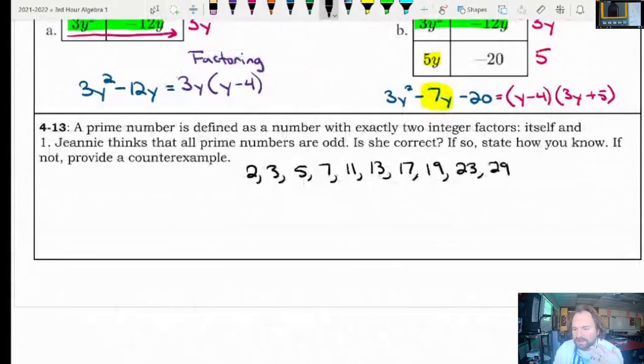Prime numbers cannot be divided. They only have 2 divisors, themselves and 1. However, there is one even prime number, and it's the number 2, and this is why Jeannie is wrong. She's so wrong that you can even spell it wrong. She's wrong with a capital R. All the other prime numbers, though, must be odd. Otherwise, they could divide by 2, but 2 is an even prime number.